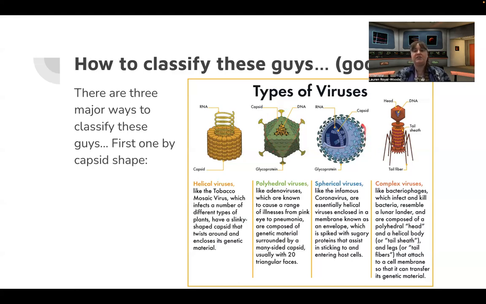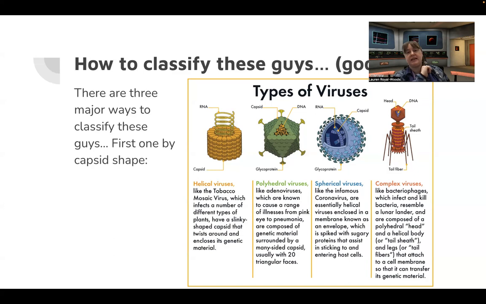Rude. Anyway, spherical viruses. These are guys like flu and coronavirus. They're basically helical viruses enclosed in a membrane known as an envelope, with spiked proteins sticking out, which assist in sticking to and entering cells. Again, remember these stick-out things correspond to a receptor protein on the cell it's aiming for. Corona likes going after lung cells. That's why it hangs out in the lung.